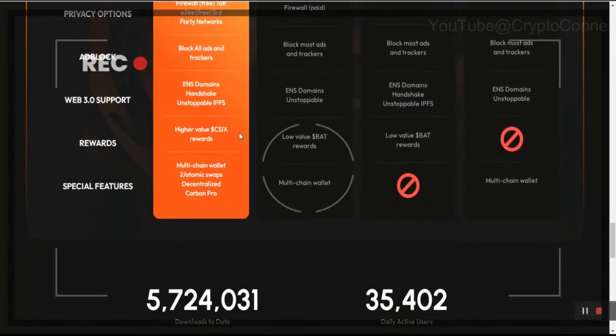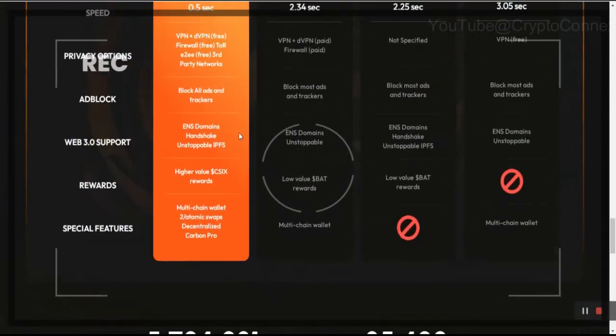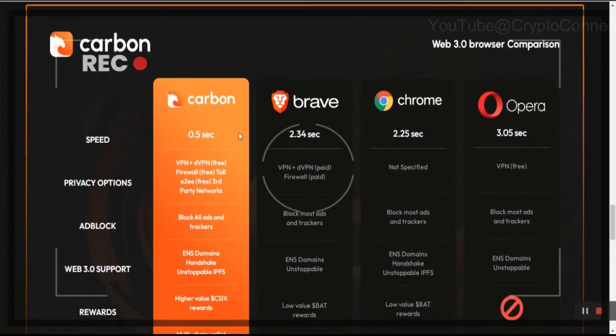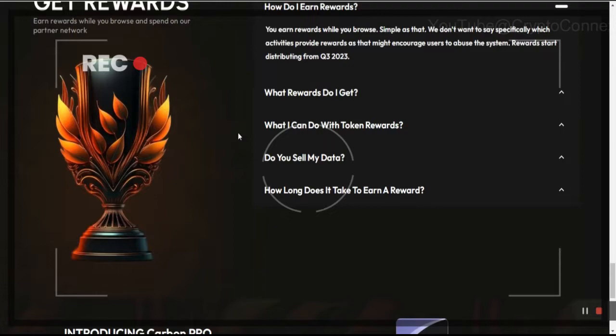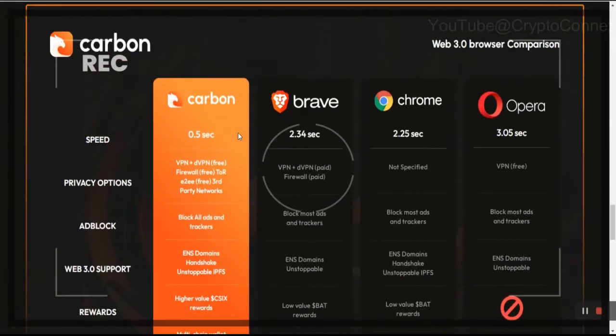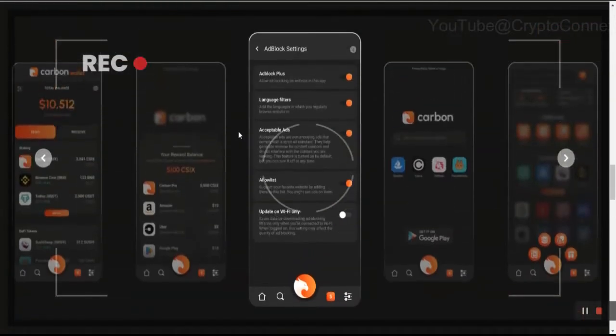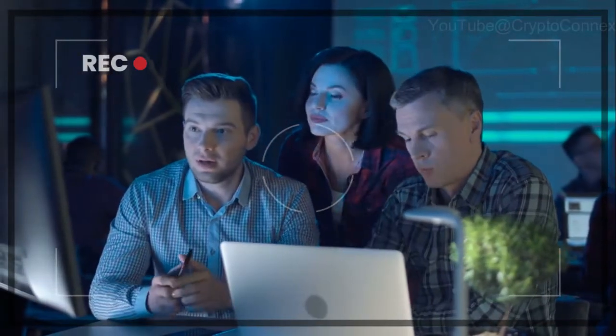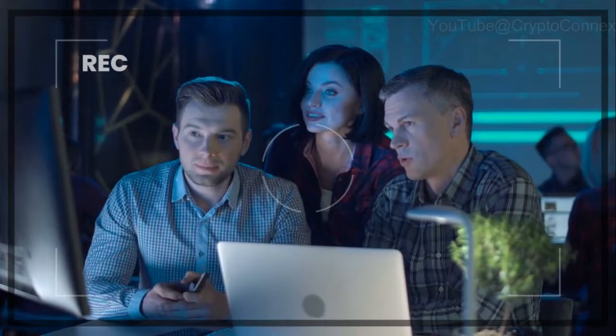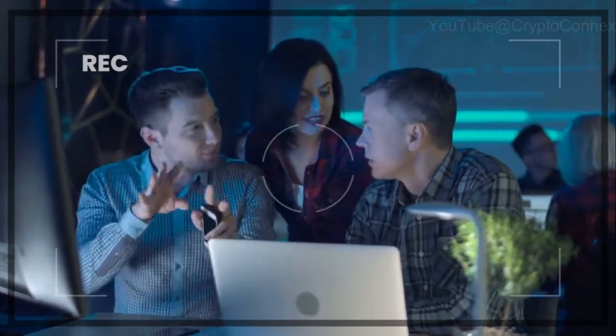Carbon Browser distinguishes itself from the competition thanks to its rapid surfing performance, private browsing options, powerful ad block technology, immersive Web3 framework, large rewards in its native coin, and other one-of-a-kind features. As a result of the arrangement, a substantial number of users will have access to the cutting-edge ecosystem that Pi Network provides.